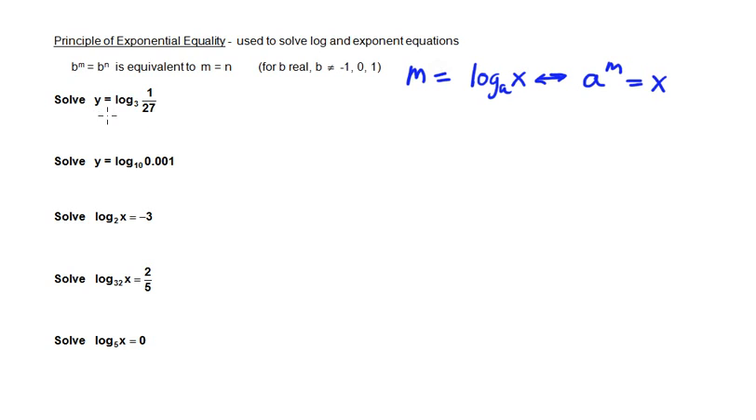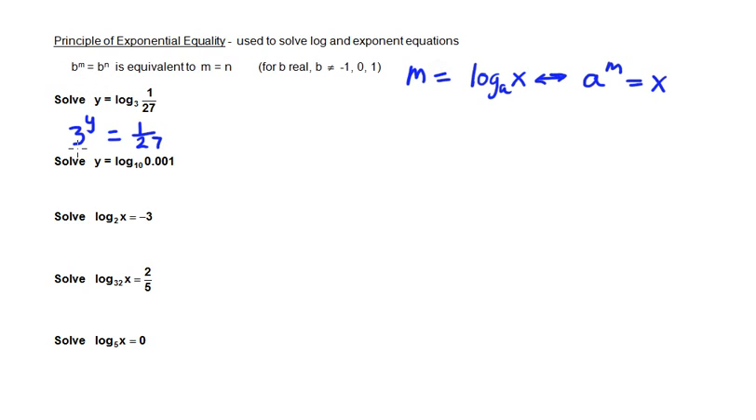We have y is equal to log base 3 of 1/27th. The first thing we want to do is convert this log equation into an exponent equation. So we have the base, which is 3, raised to the power, which is that isolated value, in this case y, is equal to the value inside the log, which we sometimes call the argument. So that's 1/27th.